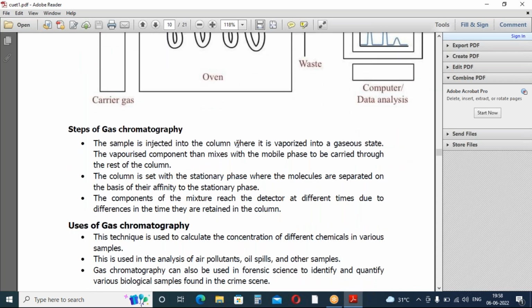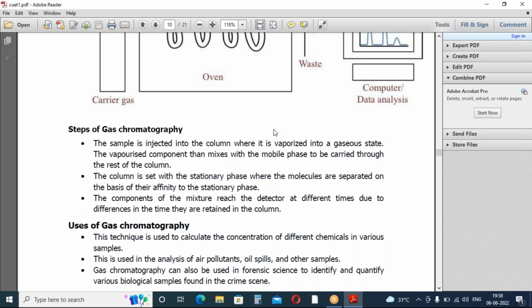Here are the steps. First of all, we have to prepare the column, using the stationary phase, and then the sample should be injected into the column and vaporized into a gaseous state. Then it mixes with the mobile phase, which causes the separation of the components, and that can be detected by detectors. Depending upon the retention of the particles, the identification occurs at different times, and based on that retention time we can identify the molecules present in the mixture.